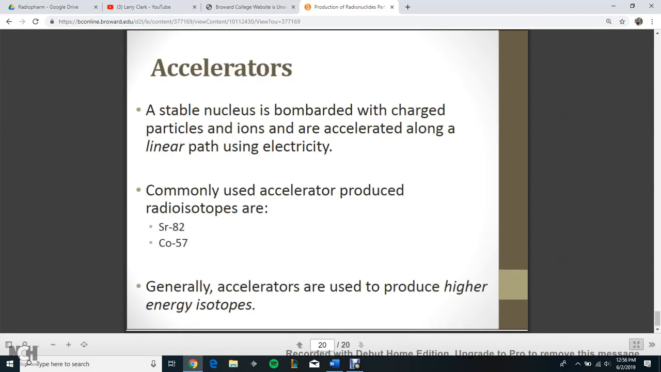Accelerators. A stable nucleus is bombarded with charged particles and ions, which are accelerated along a linear path using electricity. Commonly used accelerator-produced radioisotopes are strontium-82 and cobalt-57. Generally, accelerators are used to produce higher isotopes.